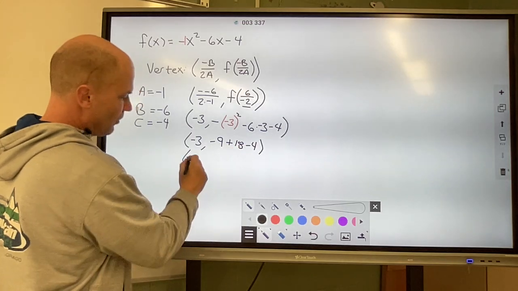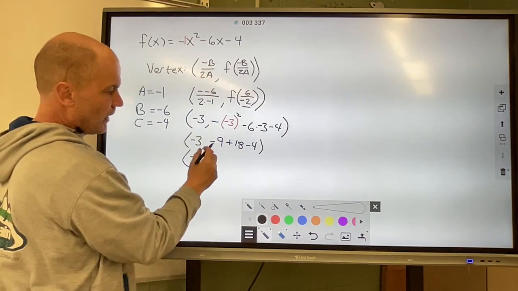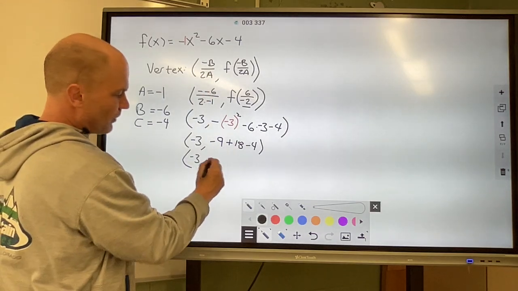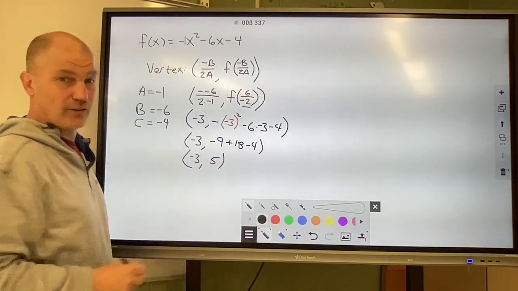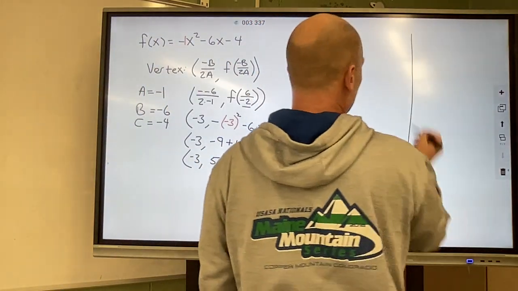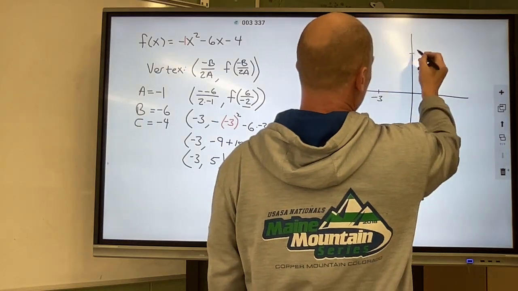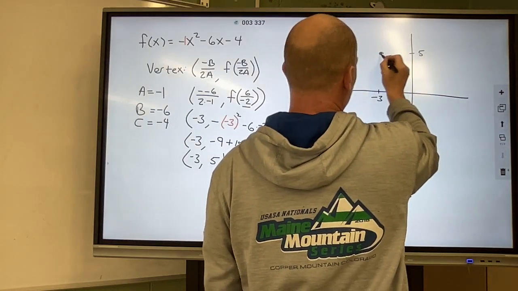I'm going to do one more set of evaluations. Negative 3, right? This is just our x-coordinate. This is 9 minus 4, which is 5. So I know my vertex is at negative 3, 5. So I'm going to start sketching this out. Negative 3, 5 is up here somewhere.